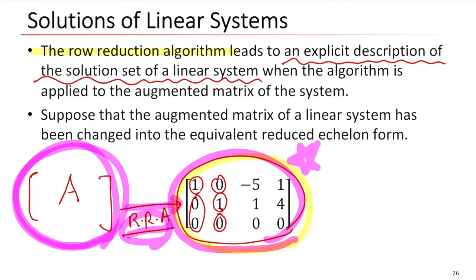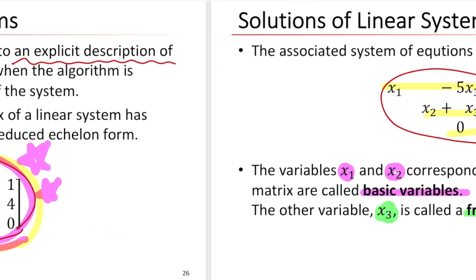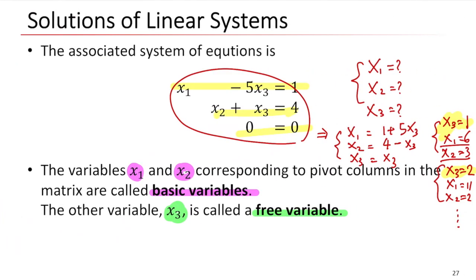This reduced echelon form of the matrix tells us what the solution of the matrix is, whether a solution exists or not, and whether the solution is unique or not. Okay, so let's see the details. This is the reduced form of the matrix A, and we can go back to the equation form like this, right? Now you can easily convert the matrix to the equation, or the equation to the matrix, right?